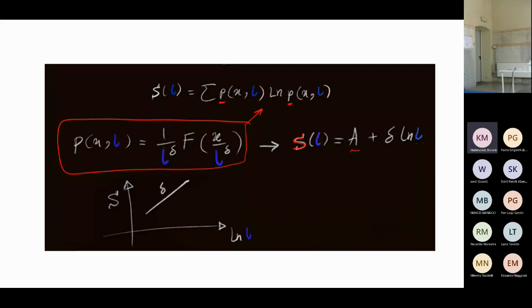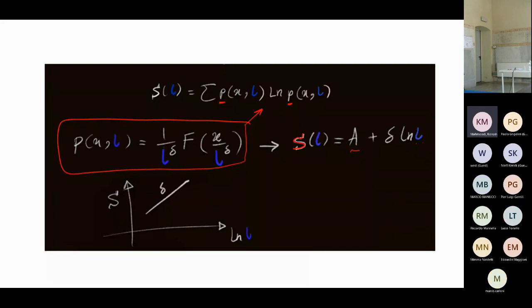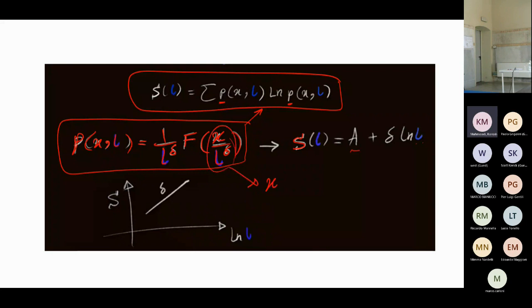Okay, this is not important because this is just the definition of entropy. Everyone knows that. But if there is scaling, P of x and L will be equal to 1 over L to the power delta, where delta is the scaling, times F, a function, of x over L to the power delta. So this means that x is proportional to L to the delta.